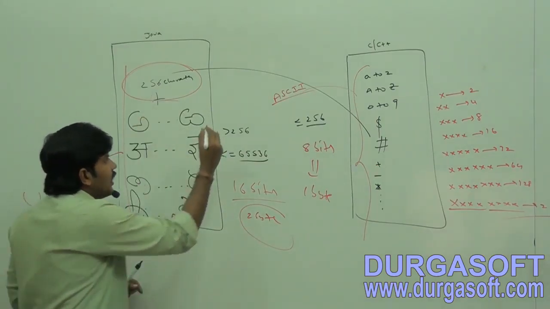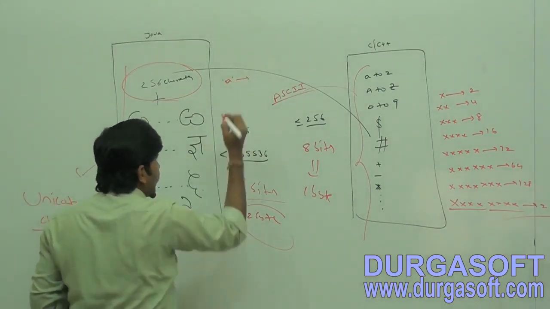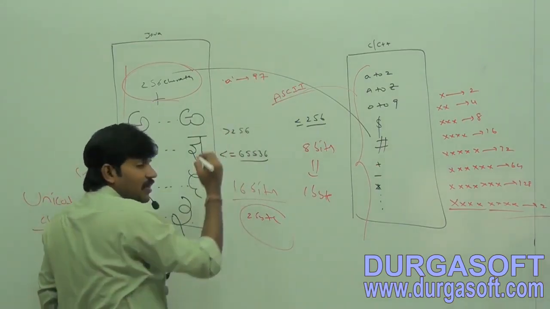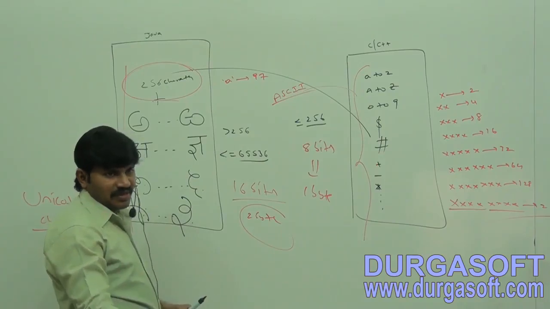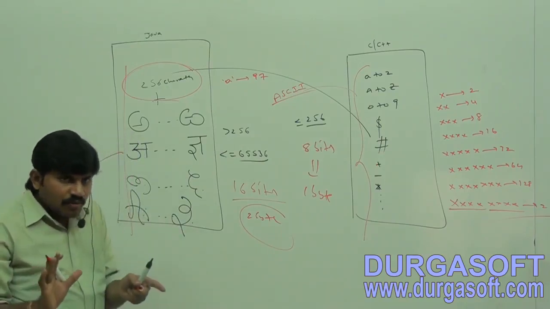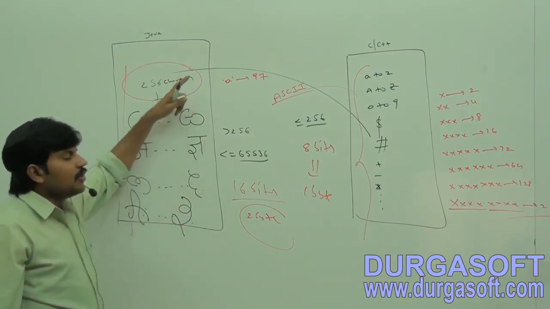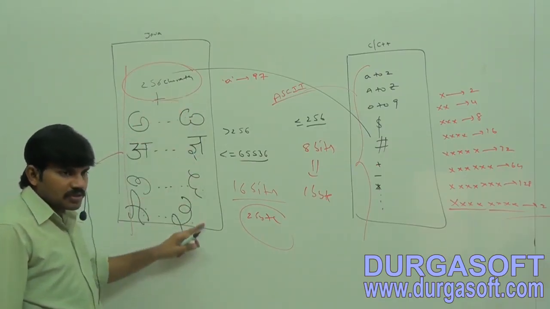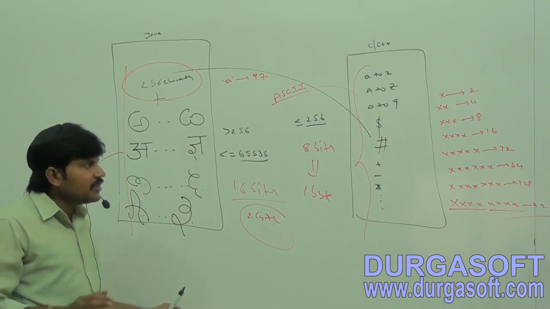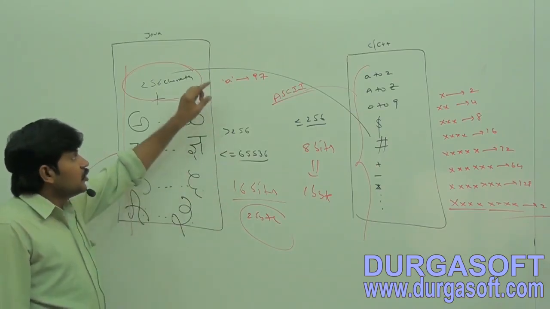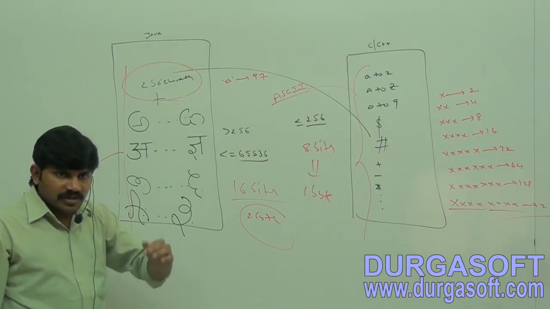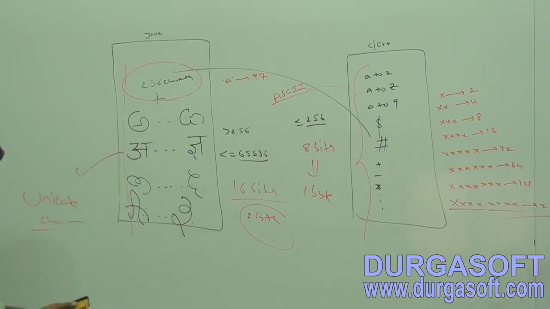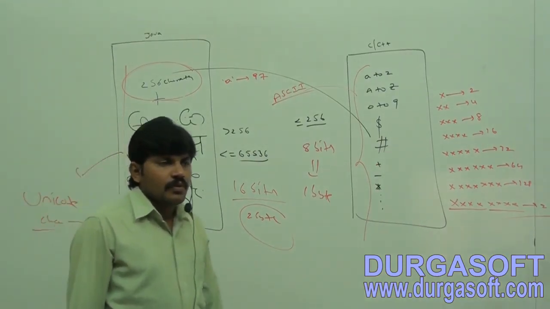Sir, small a is there. What is the ASCII code value? Small a, 97. What is the Unicode value? 97 only. Whatever the ASCII codes are, the Unicodes are the same. But for the remaining characters, ASCII codes are not there; only Unicodes are defined. Is it clear, right? So that's why Java's char size is 2 bytes instead of 1 byte.